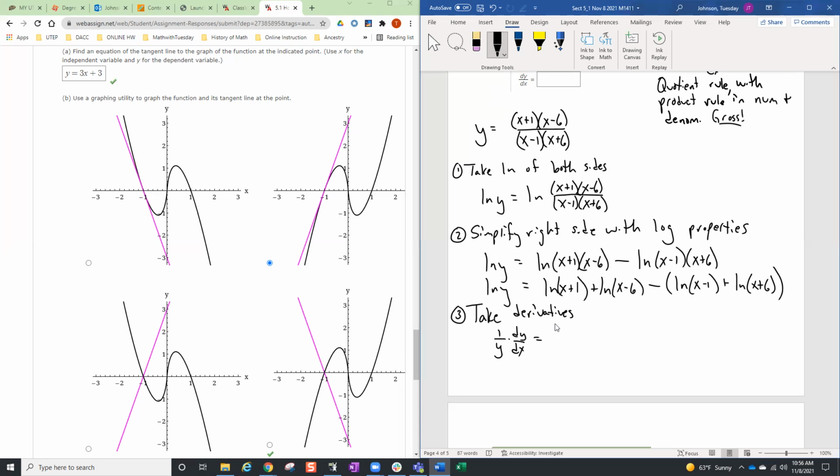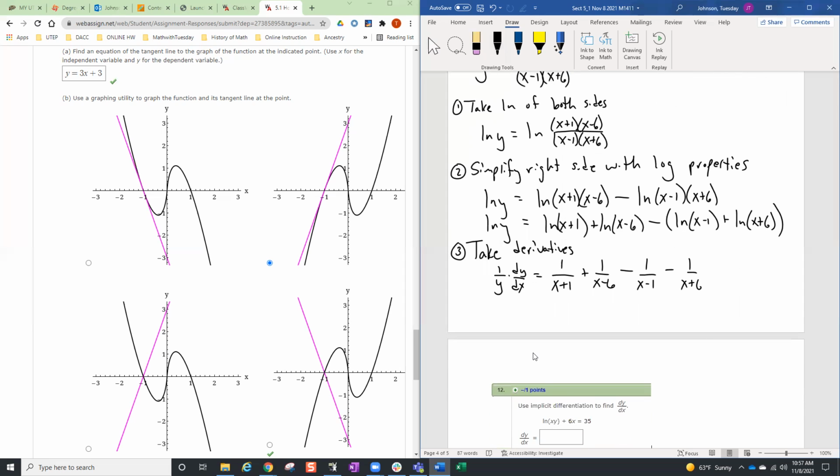But check it out. What's the derivative of the natural log of x plus 1? The derivative of the inside over the inside. Derivative of natural log of x minus 6, derivative of the inside over the inside. The derivative of the natural log of x minus 1, derivative of the inside over the inside. Distribute that minus sign, and the derivative of the other natural log is 1 over x plus 6. The derivative of the natural log is so easy that once we use algebra to expand this ugly, horrible function, the calculus is simple.